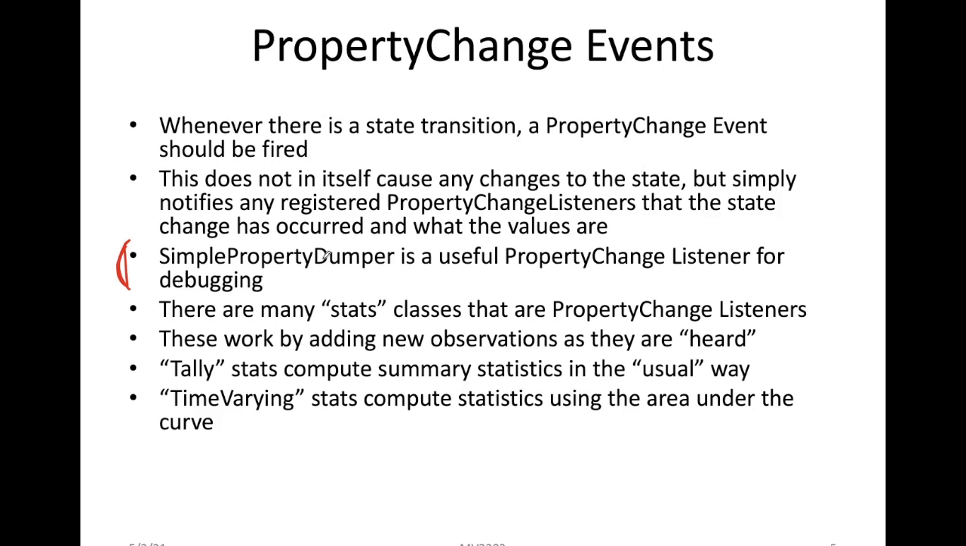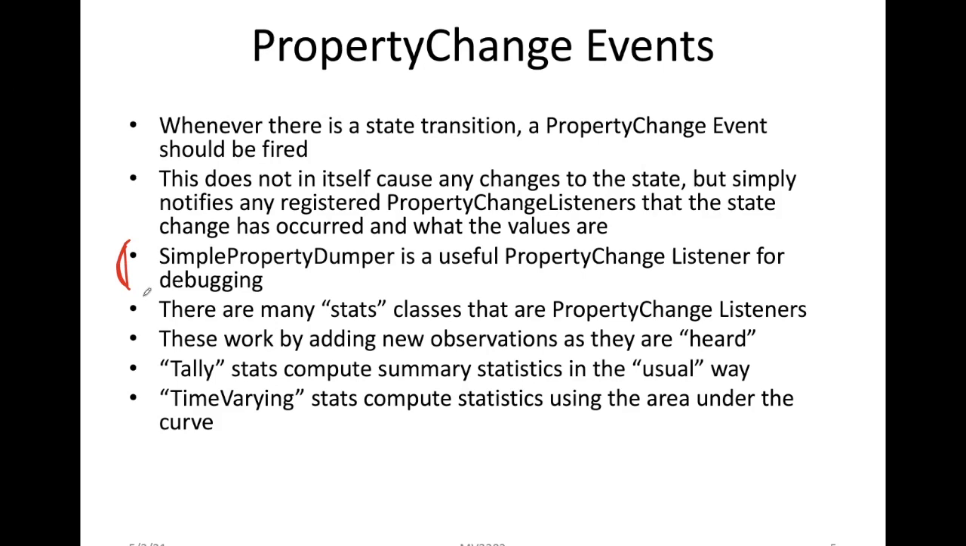With this, all I need to do is typically run in verbose mode. So switch the event list from verbose false to verbose true, and then just uncomment where the simple property dumper is listening for that component. And then I run a shorter run and I examine every state transition and every event and see where the problem is. Okay, so that's the debugging, the one main important use of this property change listener.